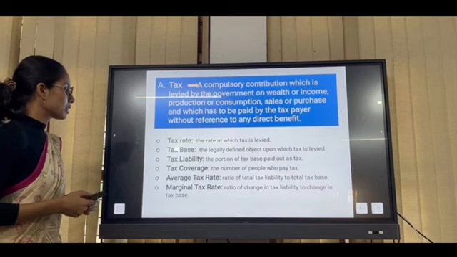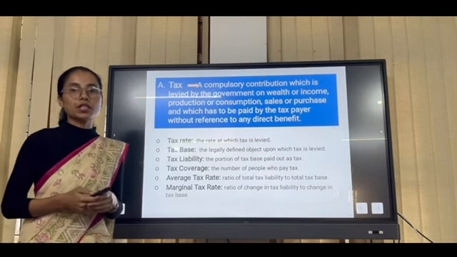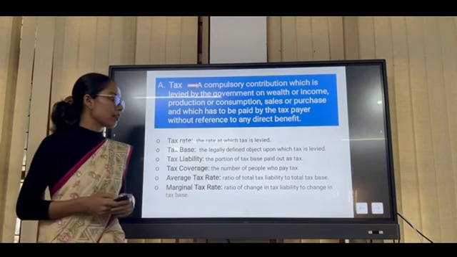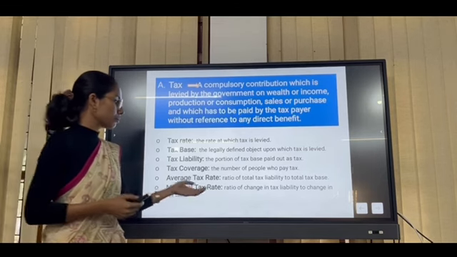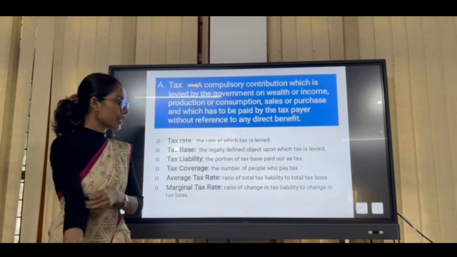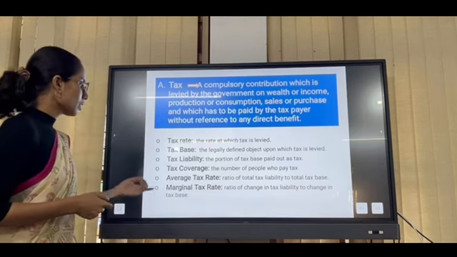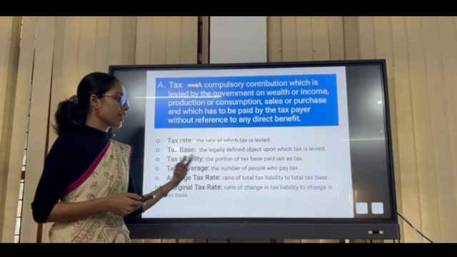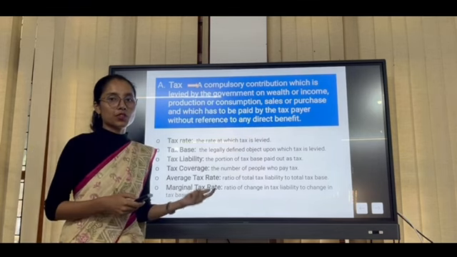Like that, we can also understand what is average tax rate and what is marginal tax rate. Average tax rate is the ratio of total tax liability to total tax base, and marginal tax rate is the ratio of change in tax liability to change in tax base. Marginal tax rate basically measures how much change in the tax liability will take place when the tax base is changed.